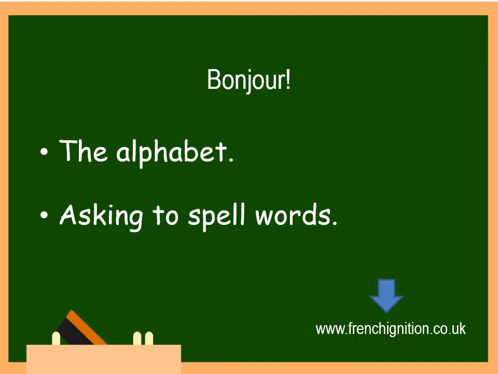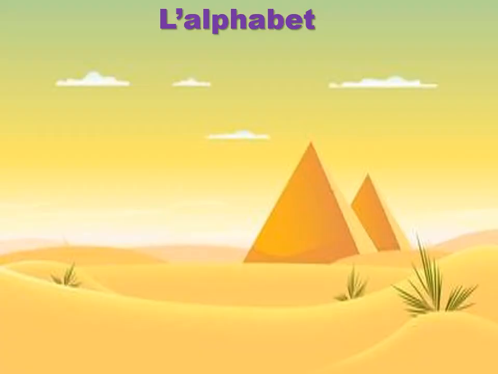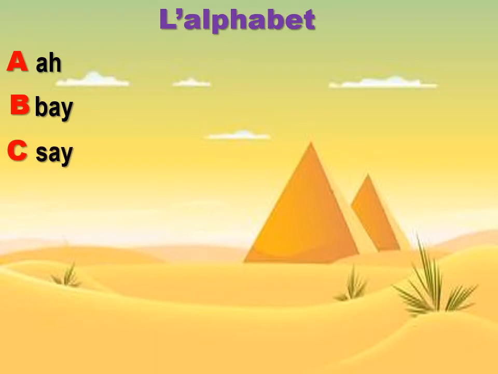Okay, let's get started. So the alphabet, we start with A. A is A. You're so happy to start the alphabet that you go A, A. Then B is B. C is C. D is D.